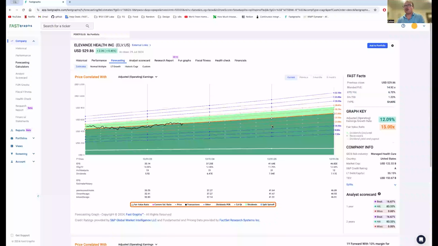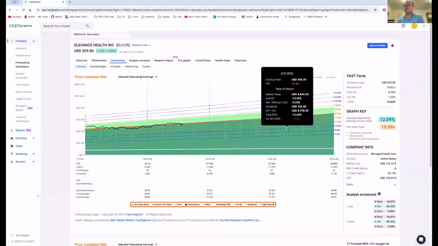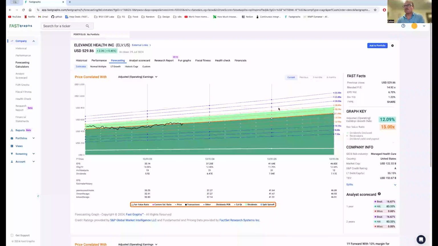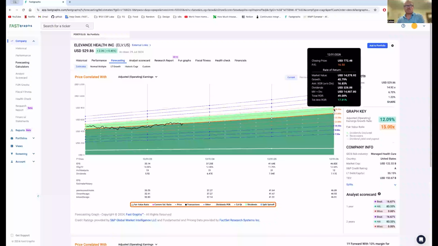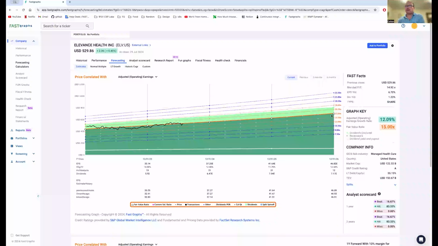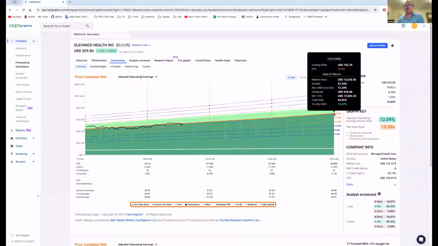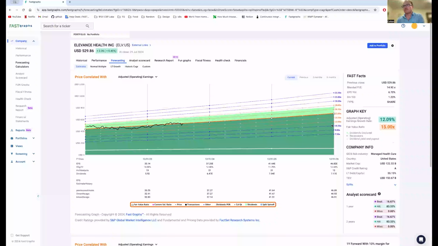And I can plot over every single one of these lines, right? And see what potential returns would be if it were to go to these certain points, right? So Elevance, we are expecting roughly a 13.47% rate of return, annualized rate of return. Okay. So that's a total 35.82% return by 2026.